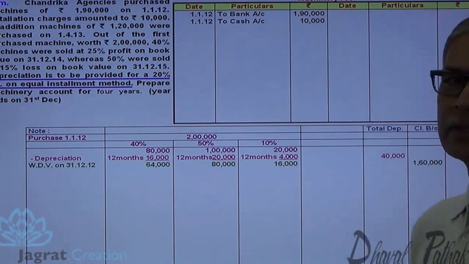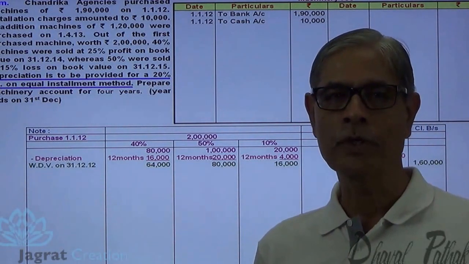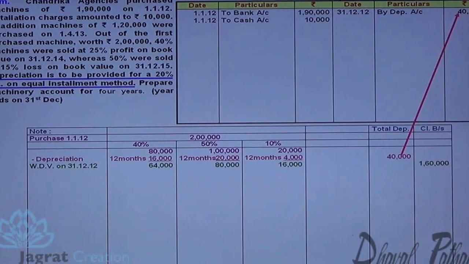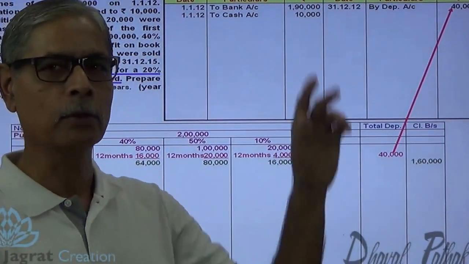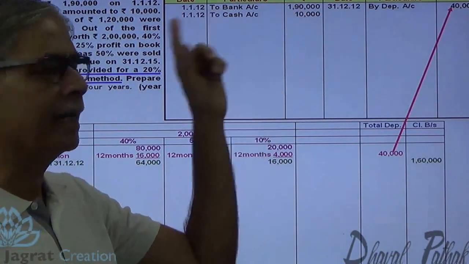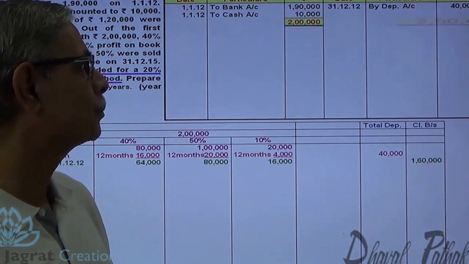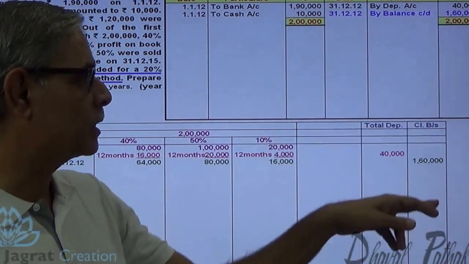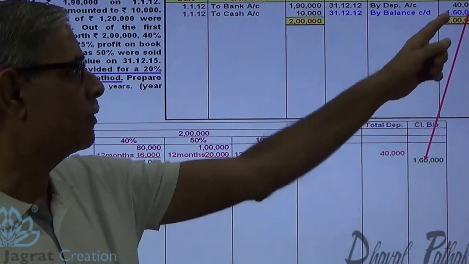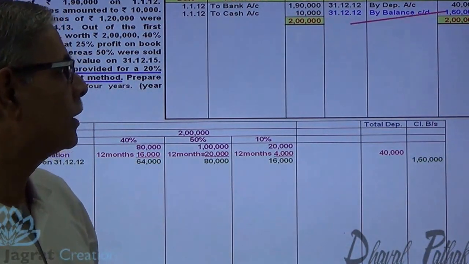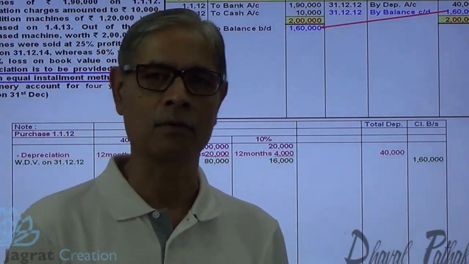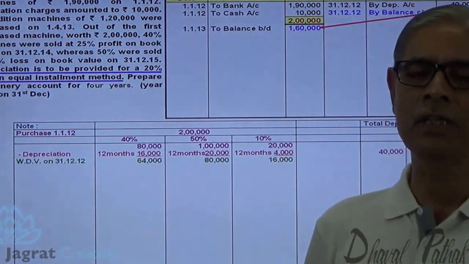Now let me credit depreciation to machinery account. So depreciation account debit to machinery account credit 40,000. So this is how depreciation is credited to machinery account. After that, I'll find out the closing balance of machinery account. 1,90,000 plus 10, 2 lakhs, minus 40,000. Closing balance 1,60,000. That is confirmed with these calculations. This 1,60,000 will become opening balance in the next year. So on 1/1/2013, the balance brought down 1,60,000. This is how accounting for the first year is being completed.